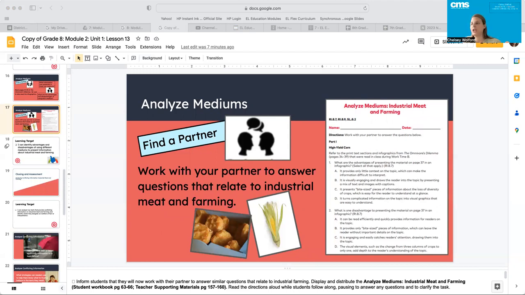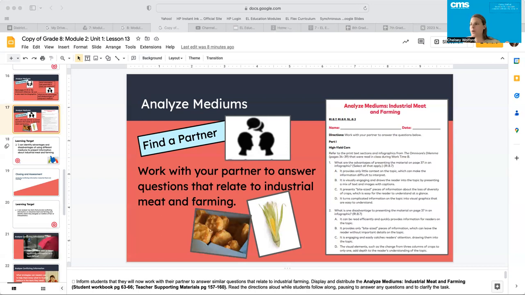Okay, guys, so you were told in this activity to refer to the print text section on page 34 through 39. Number 1 says, what are the advantages of presenting the material on page 47 in an infographic? And you could select more than one. It says select all that apply. So you guys should have selected B, C, and D. They are all correct. It's visually engaging. It presents bite-sized pieces of information, and it turns complicated information into visual graphics that are easy to understand.